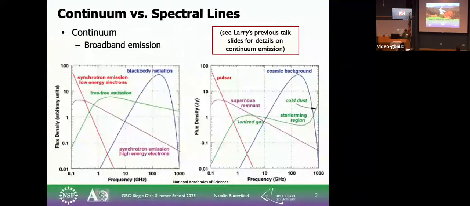All right, so to start off my talk, I wanted to talk about the differences between continuum and spectral lines. In the previous talk by Larry, we saw some background on continuum. The big difference between continuum and spectral lines is the frequency range. Continuum is broadband emission, so what we're seeing is emission over a wide range of frequencies.